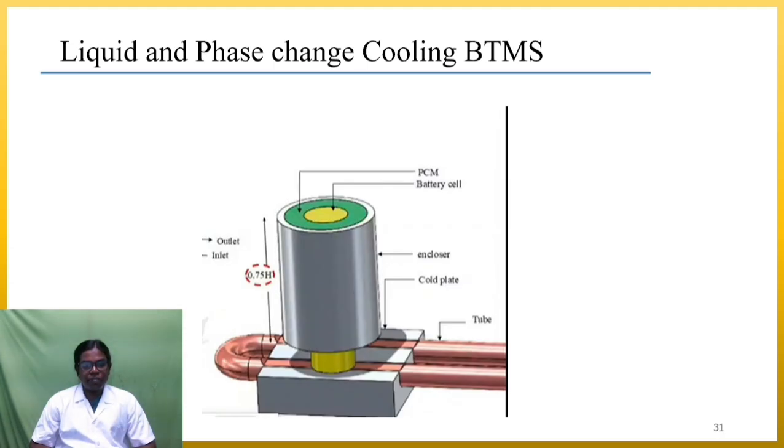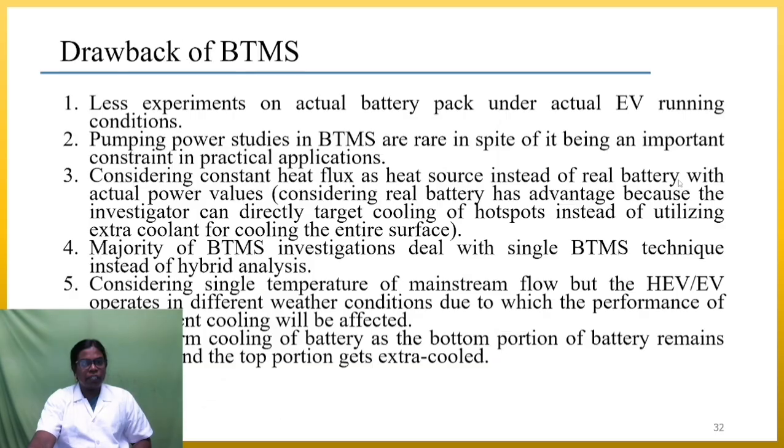Liquid and phase change materials. The square shape is the battery, and this is the liquid-passing coolant channel, and this one is the phase change material around the battery. The yellow is the battery. So these are the ways to connect the phase change materials and liquid.